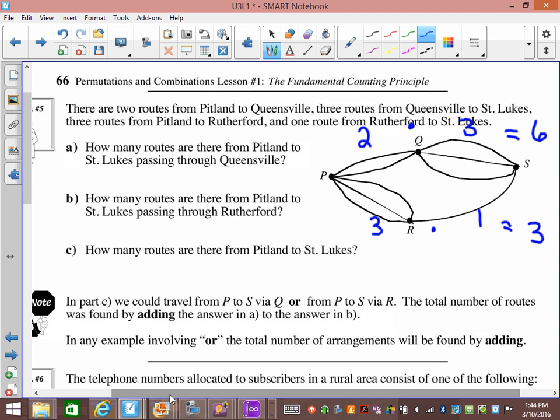Now, most people can get to this point and then they're like, oh, crud. Do I add the 6 and the 3, or do I multiply the 6 and the 3? So I get a 50-50 guess, and then that's never good. You don't want a 50-50. See if it makes sense. Okay, I have 6 paths here and 3 paths here. Do I take these 6 paths or these 3 paths to get to S? Or do I take these 6 paths and these 3 paths to get to S?